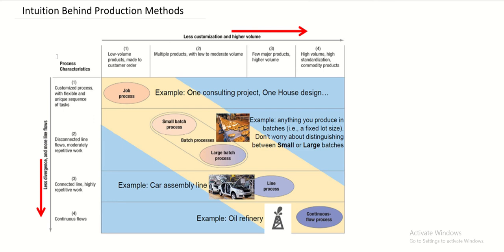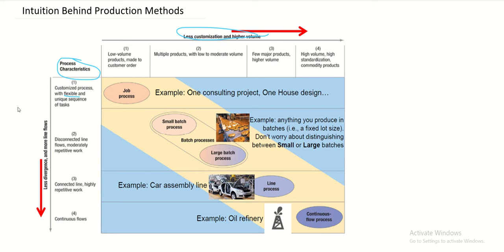So, looking at this diagram, it actually has two separate sections: process characteristics and customization and volume. Let's first look at the process characteristics section. Notice that on the y-axis, it labels each process with a flexibility index. Basically, how flexible is the process along the diagonal.